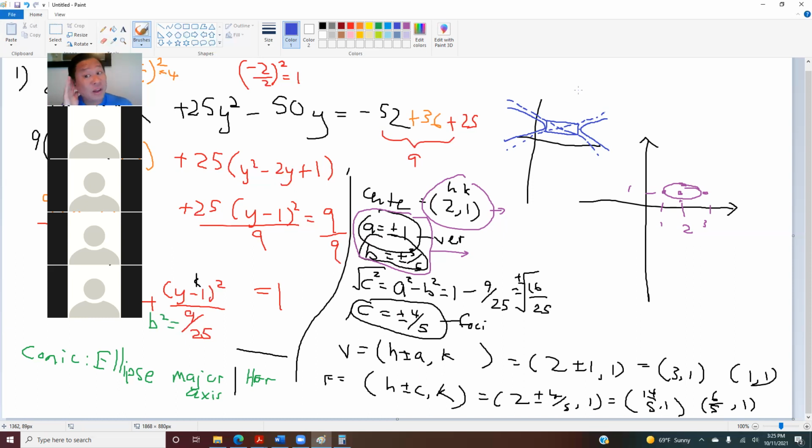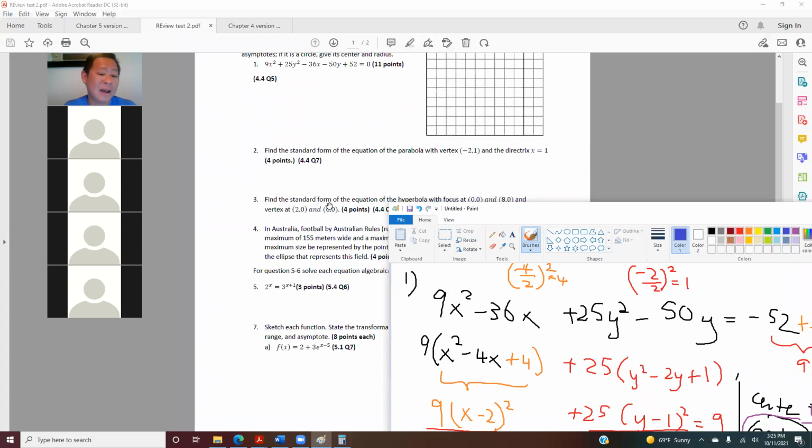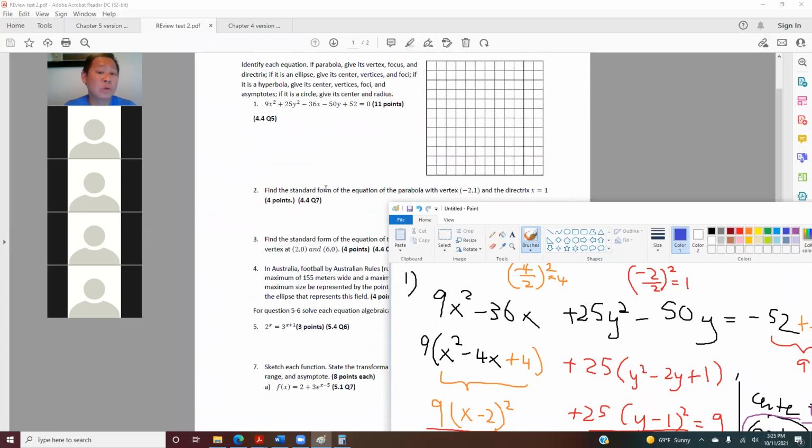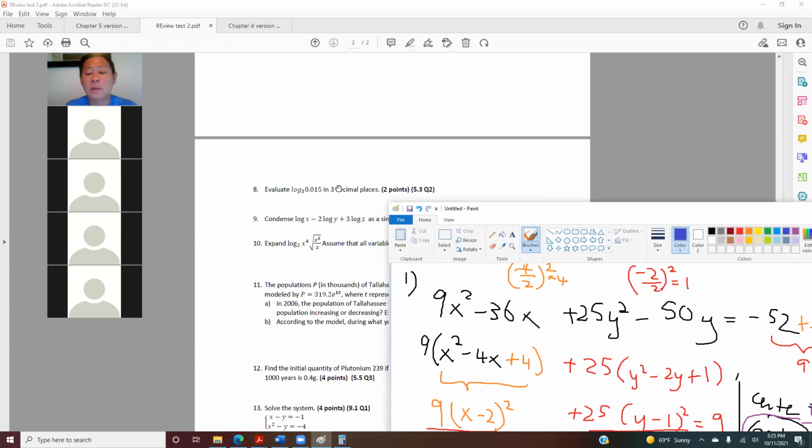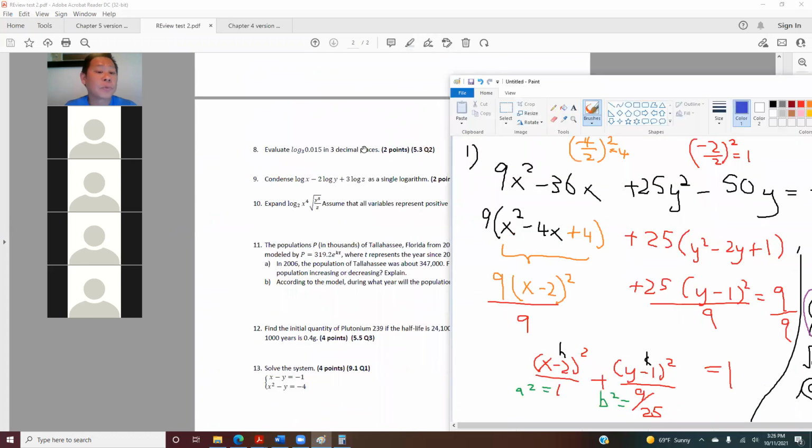Okay, so this is worth a lot of points, 11 points. So make sure you know how to do this in your test. The rest of this question, please make sure you understand how to do this. Mostly they are all from my notes. So make sure you practice from your notes here.